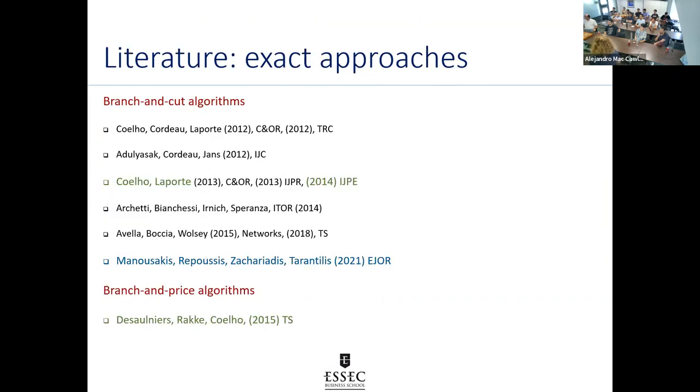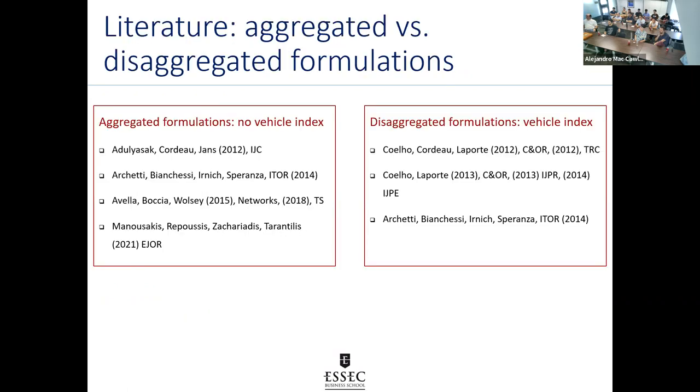Okay, I will focus now on the branch and cut algorithms because our study is about formulations with a polynomial number of variables. So we are not talking about branch and price. When focusing on branch and cut algorithms, here you see a classification of the approaches on the basis of the fact that they use an aggregated or a disaggregated formulation. And here you see also what I mean by aggregated or disaggregated. Aggregated formulations are those in which variables do not have an index associated with the vehicle they refer to. But when I say, okay, I'm constructing the route, then I insert an index k for the vehicle to which the route is assigned. This is done in disaggregated formulations, where you have a vehicle index.